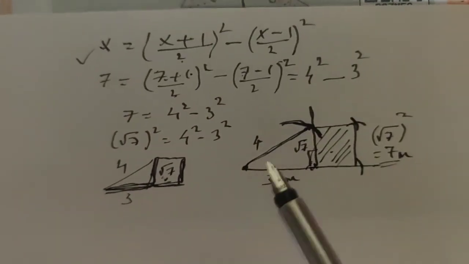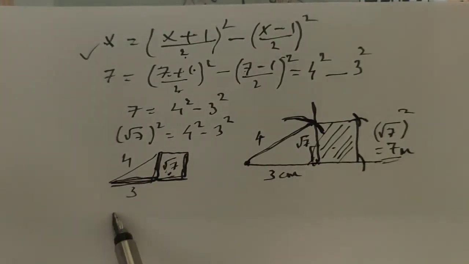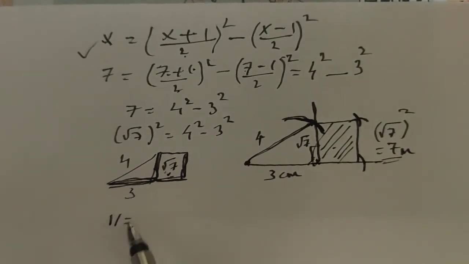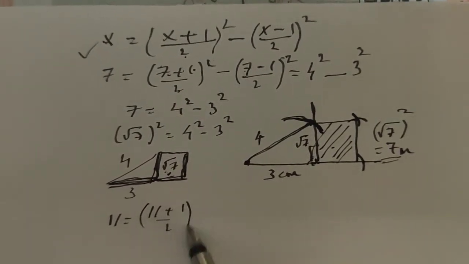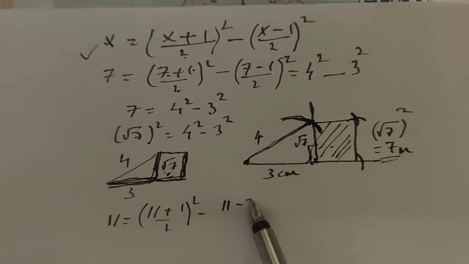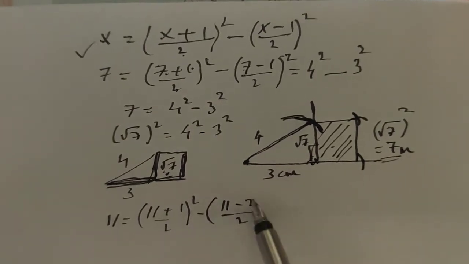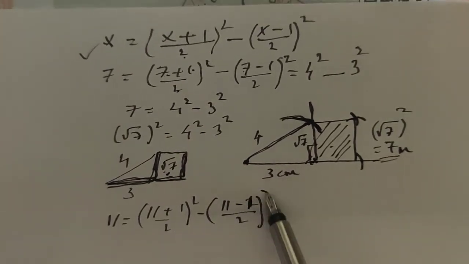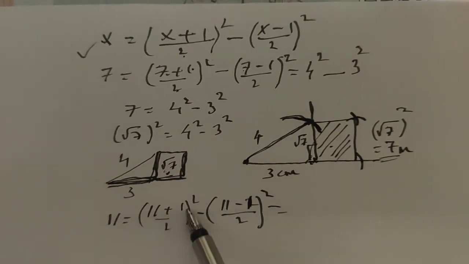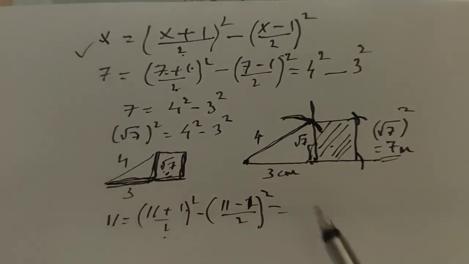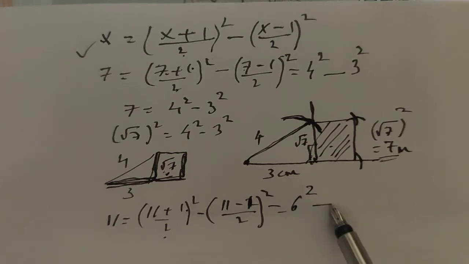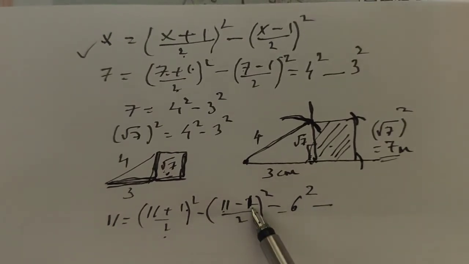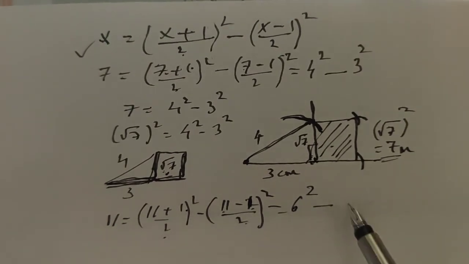Same procedure, you have the equation 11 is equal to, what is the equation here? Same equation we can repeat here. 11 plus 1 by 2 the whole square minus 11 minus 1 by 2 the whole square. Then what is 11 plus 1? 12. 12 by 2 is what? 6. 6 square minus, what is 11 minus 1? 10. 10 by 2, 5. 5 square. 6 square minus 5 square.